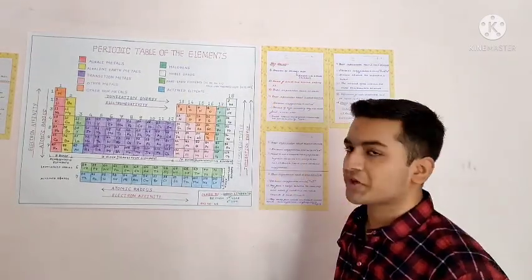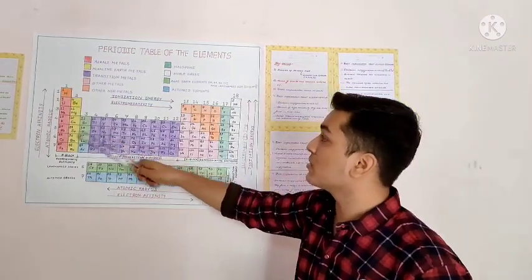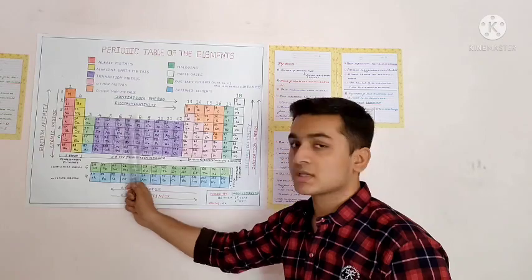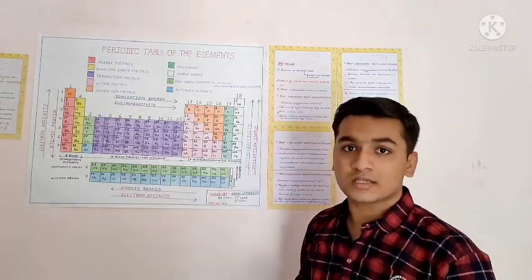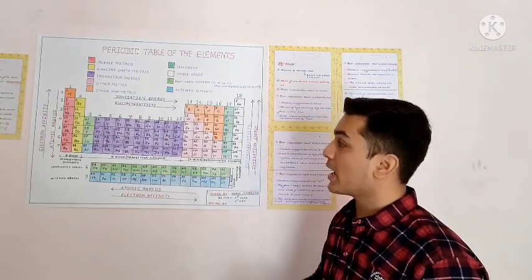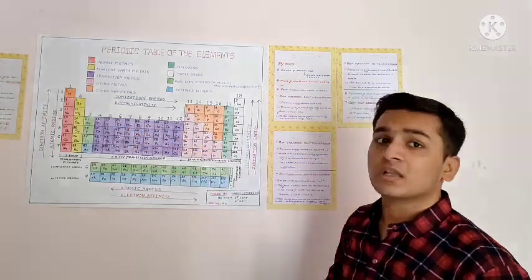The second point in the basic introduction is that the vertical columns are known as groups and the horizontal rows are known as periods. So friends, there are a total of 18 groups and 7 periods.